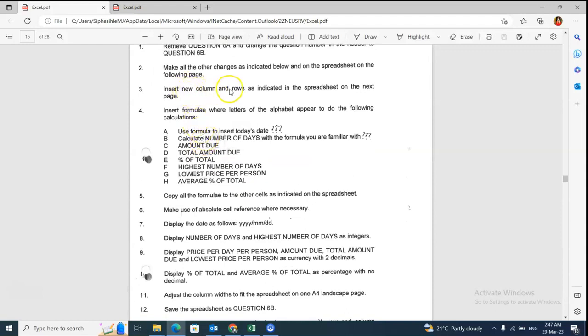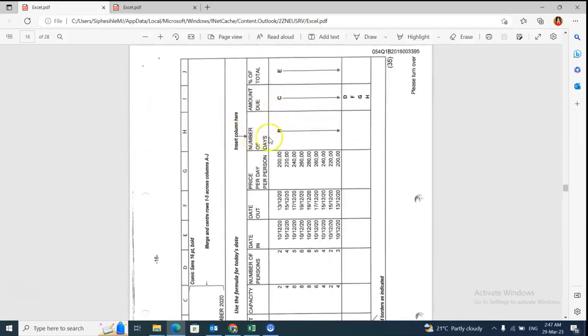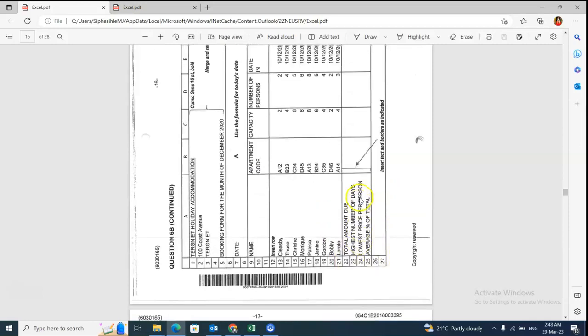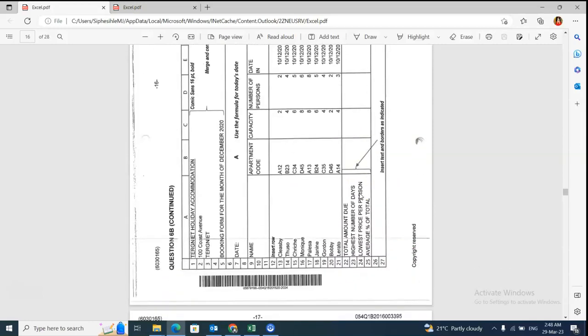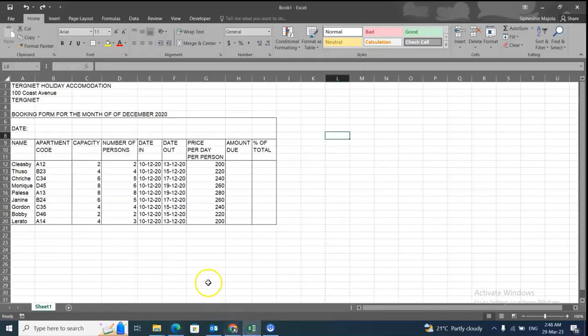They want us to insert new column and rows as indicated in the spreadsheet on the next page. So they want us to insert this column here, and they want us to insert these rows here. There might be another row. Oh, they want us to insert another row here as well. Okay, so it's this row, these rows, and this column that we'll be inserting. So let's get to it now.